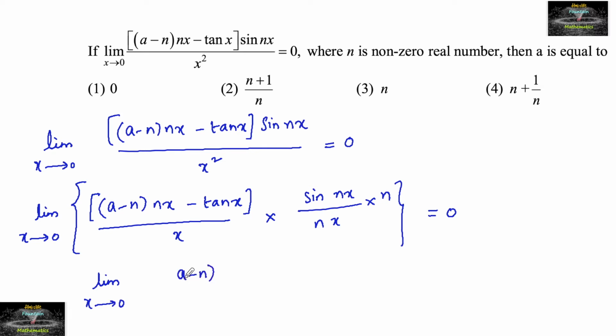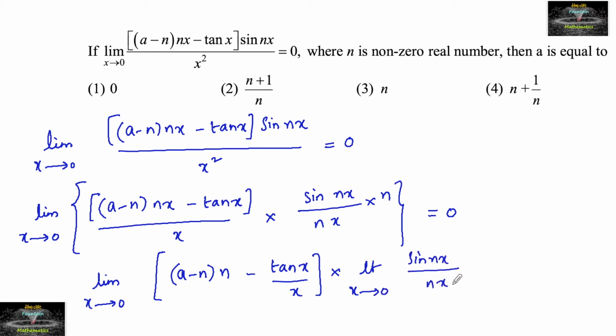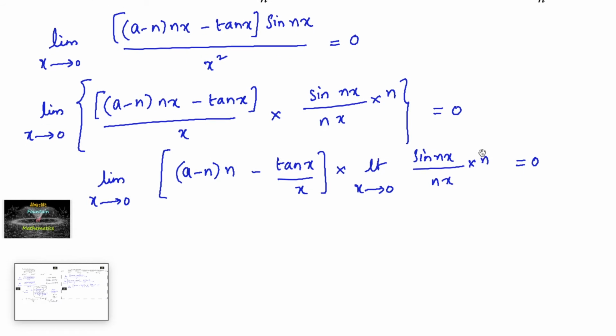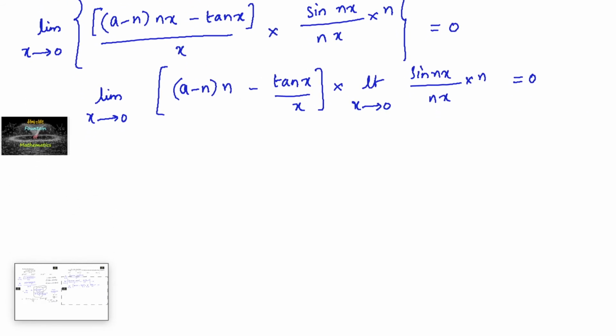So we can write this as (a minus n of n minus tan x upon x) into sin nx, into, we can also write this as limit x tends to 0, sin nx upon nx into n, which is equal to 0. Since we know that limit x tends to 0, nx also tends to 0. As x tends to 0, nx tends to 0.